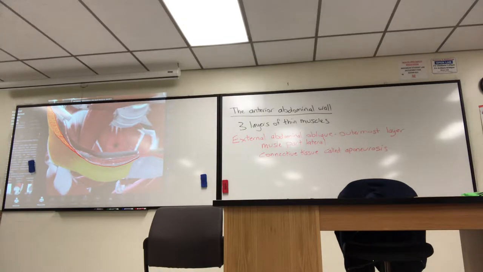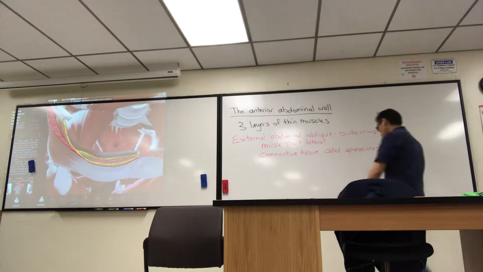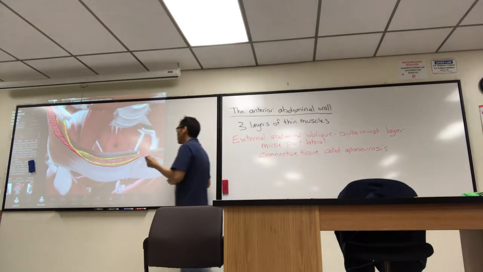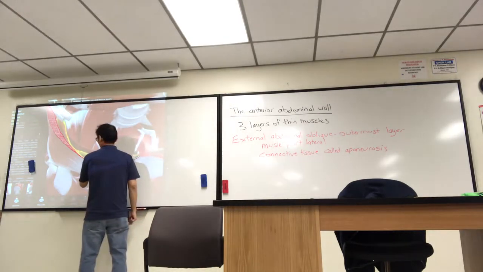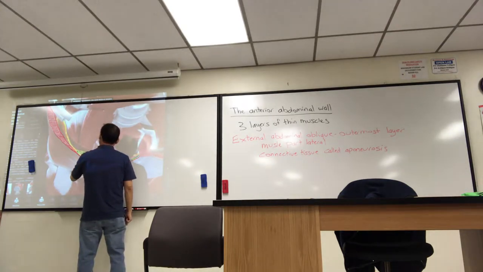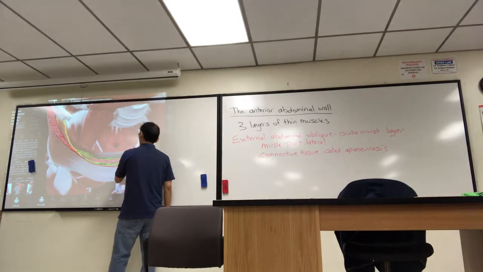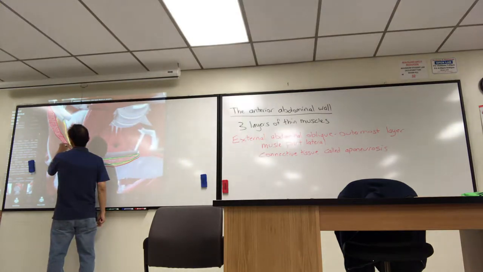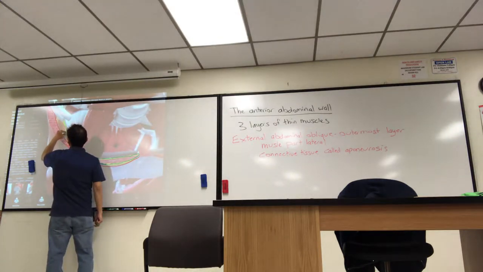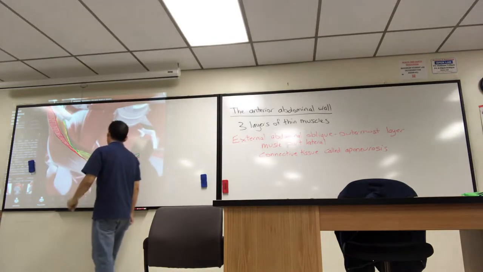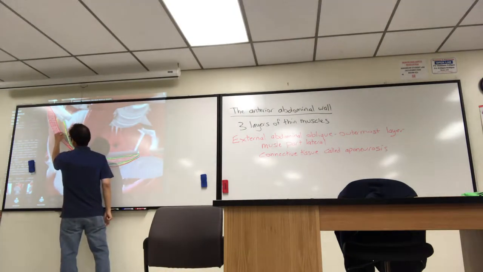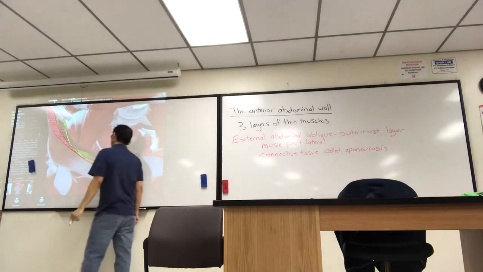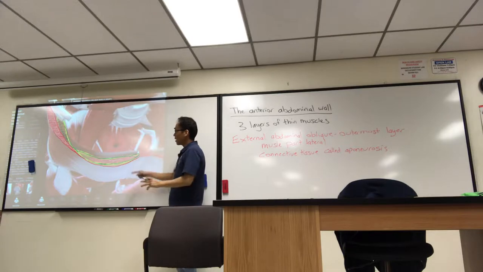The muscle layer directly beneath the external oblique is the internal oblique. So I have it highlighted there. Okay, so this layer is the same as external oblique in that the muscle fibers, I don't know if you can see it on this picture, right? They're out here. Here are the muscle fibers out there.